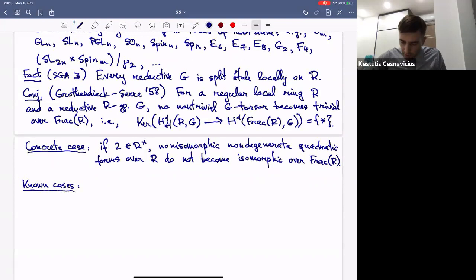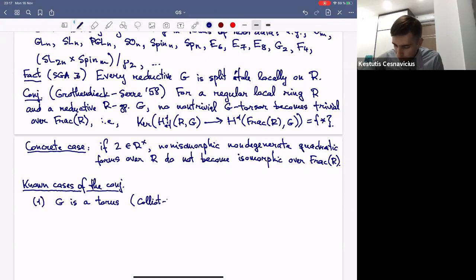Okay, so let's turn to discussing the cases of the conjecture that have been established previously. And in fact, there are very many cases and there are many papers on this, but let me just go in broad strokes, in general classes of results. Let me begin with the case when G is commutative. The simplest type of reductive group is just a torus. So when G is a torus, in this case already the conjecture is not a triviality.